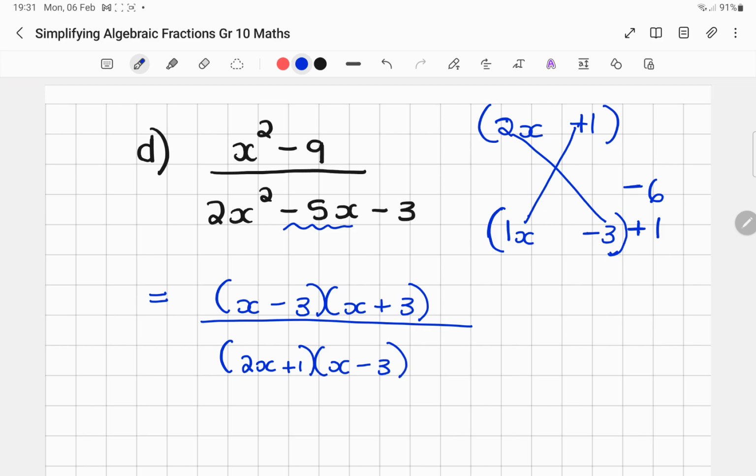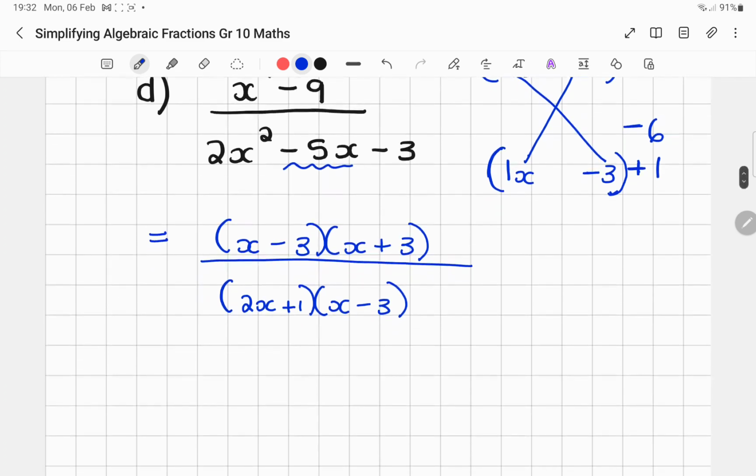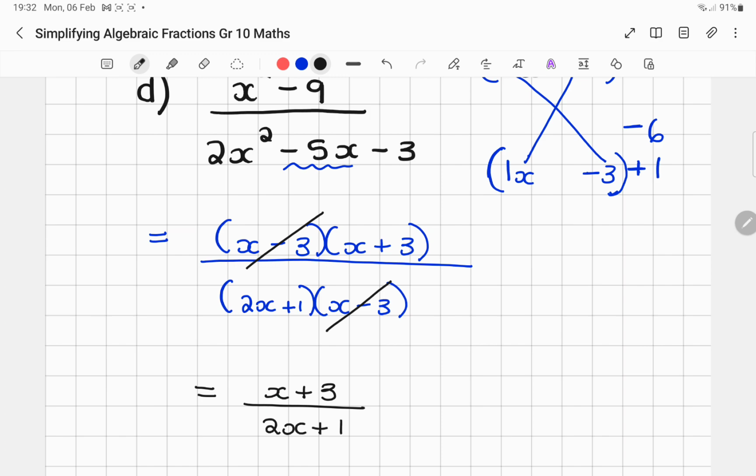And please just double check yourself. 2x times x is 2x squared. Minus 6x plus x does give you negative 5x. And plus 1 times a negative 3 does give you negative 3. So always test yourself. Don't just think, oh, I've got it, it must be right. Okay, x minus 3 and x minus 3 cancels out. And I'm left with x plus 3 over 2x plus 1. Good.